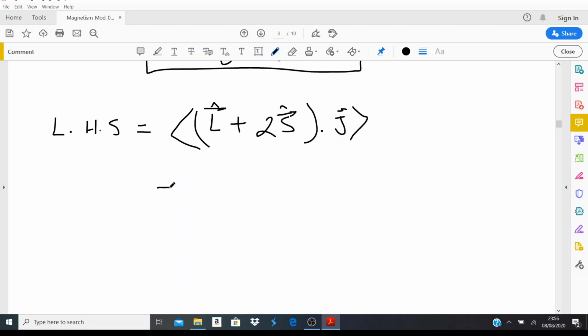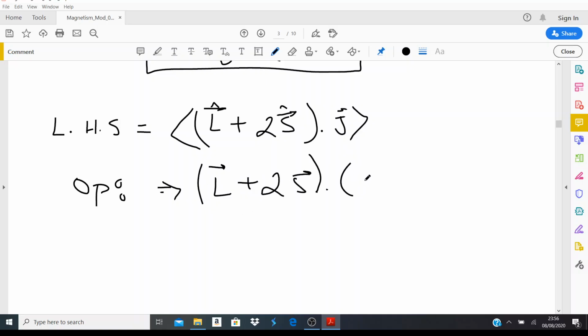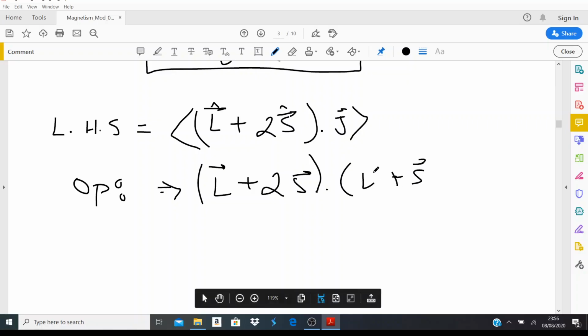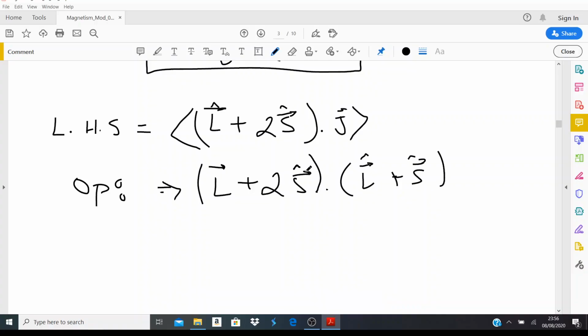The first thing is, let's write the operator first, right? In this expression, let me just write the operator part. Here it is L plus twice S, and dot with J. What is J? J is L plus S. It's the sum of the spin and orbital angular momentum, right? You know that from the previous lecture.